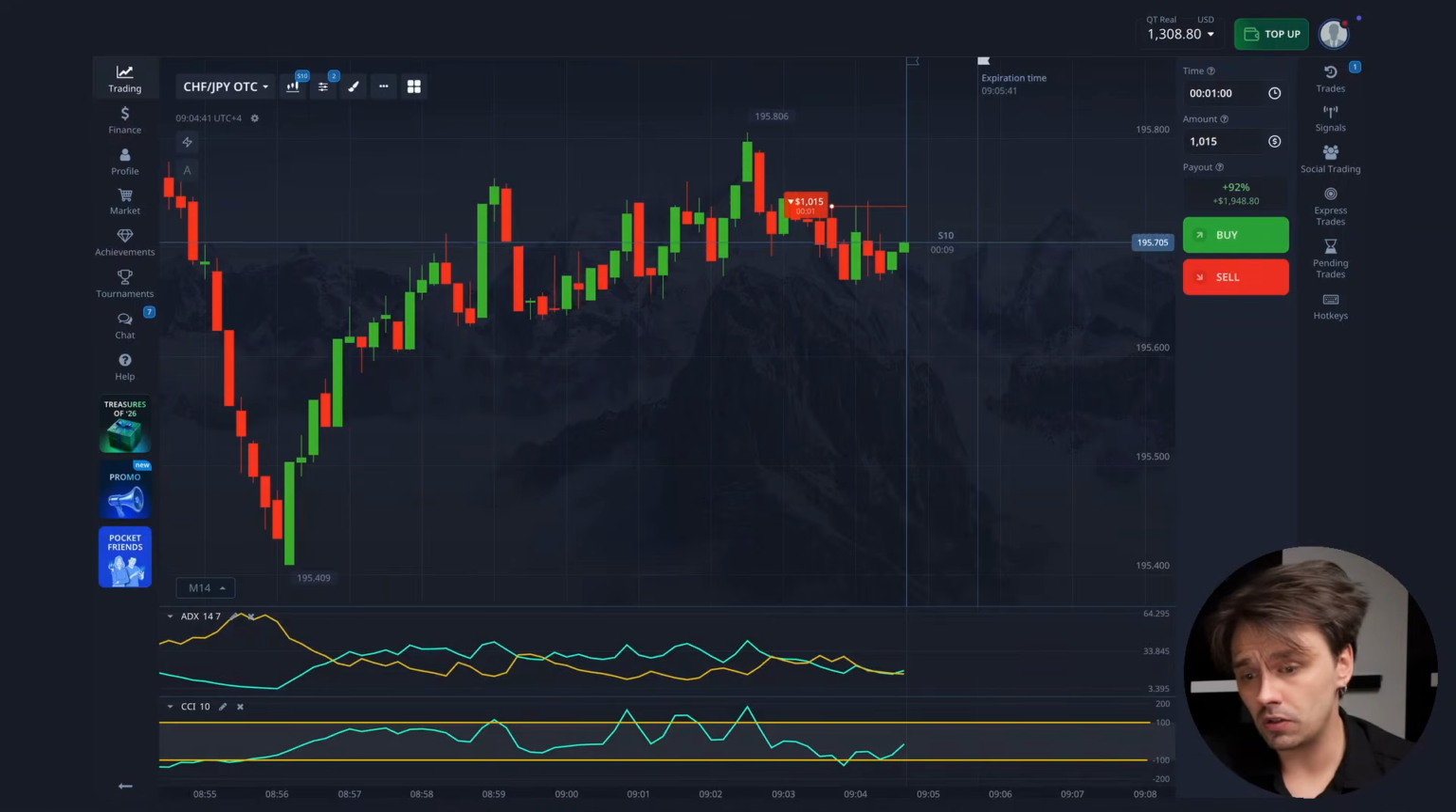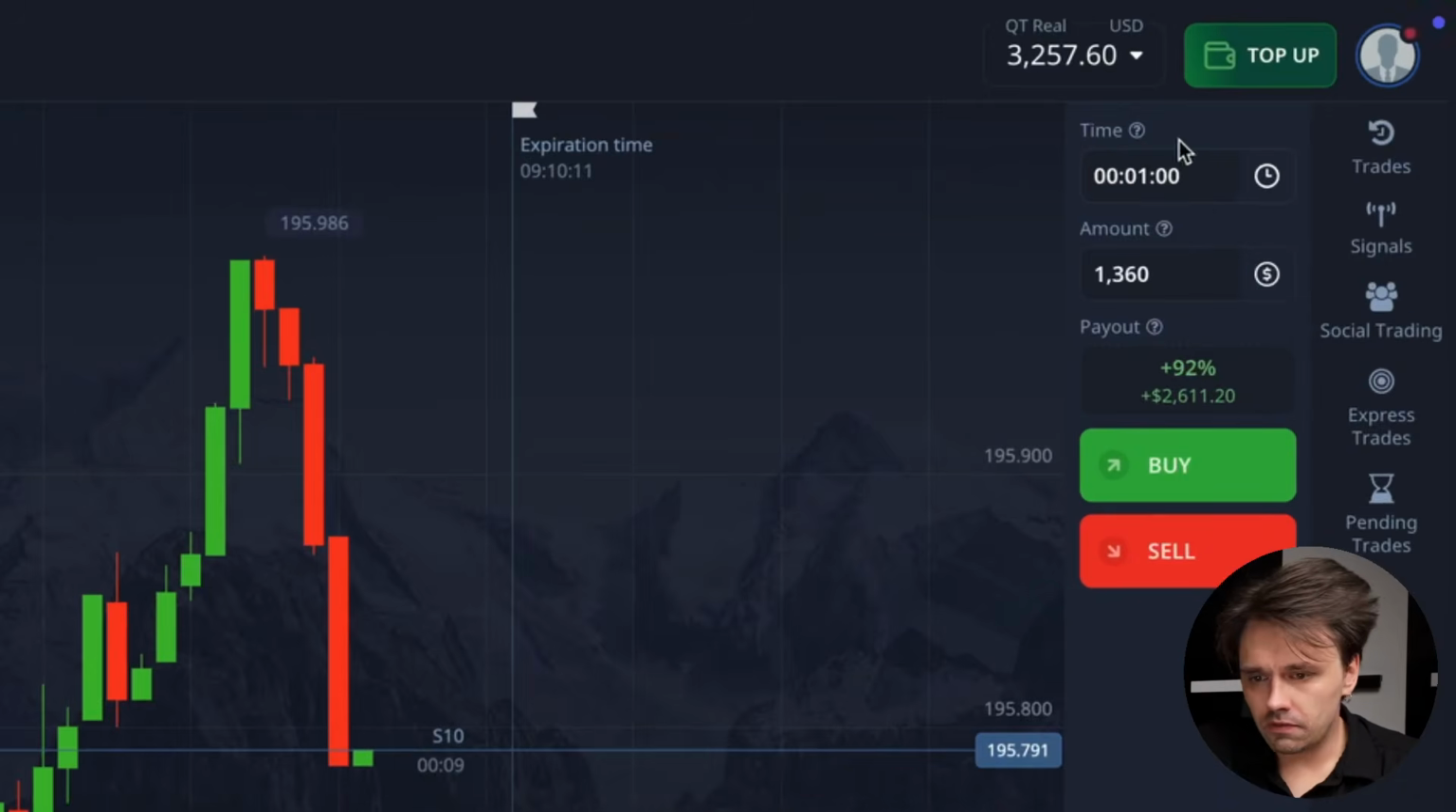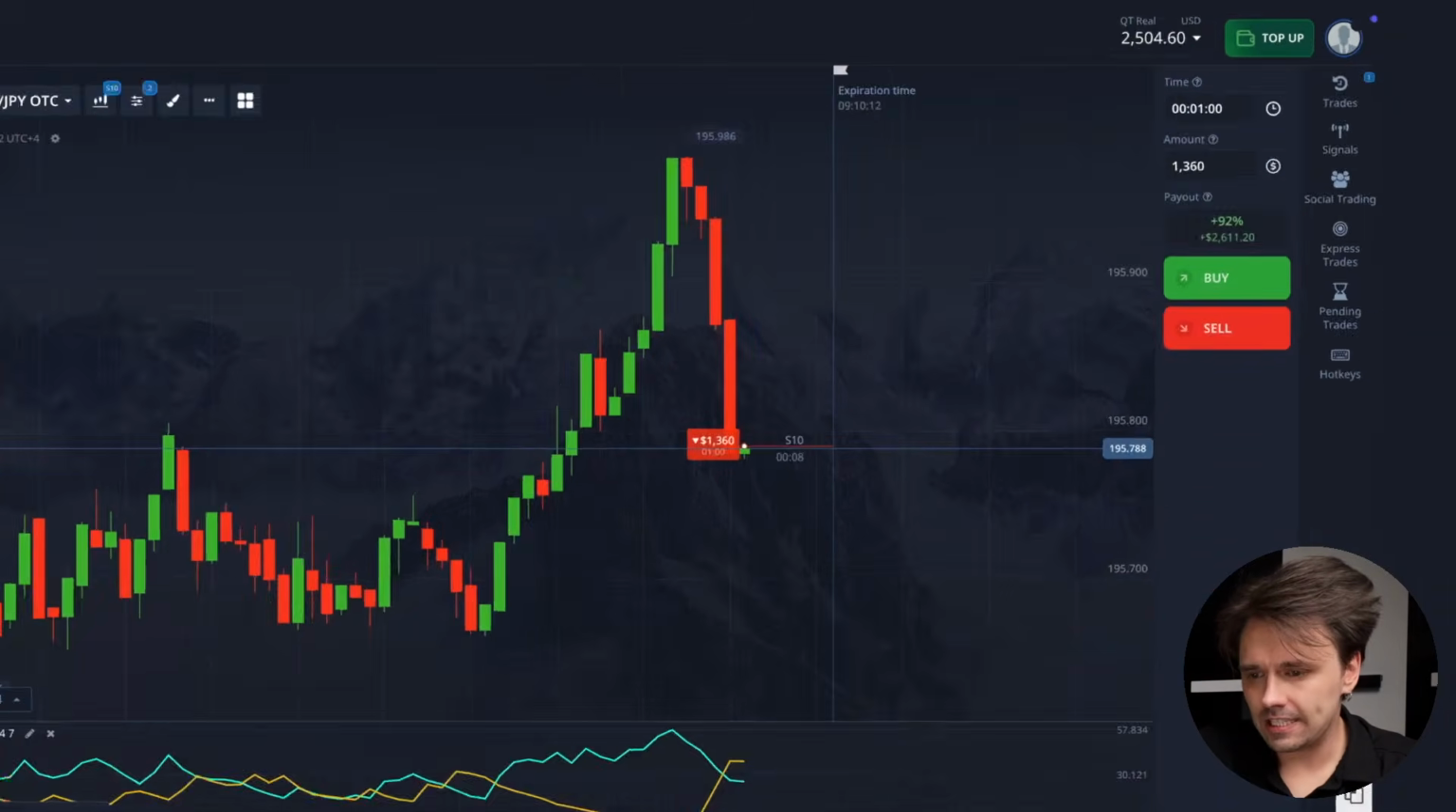So we're waiting for the trade to close, and it brings me $1,948. Very, very well. Let's keep going. So the next trade to the downside for 1,360.